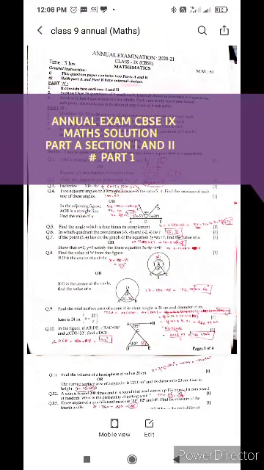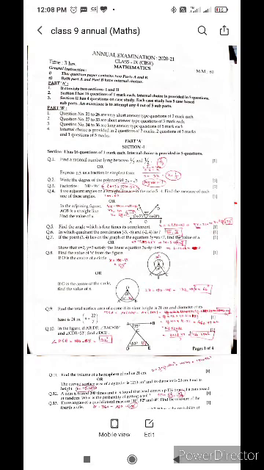Okay, good morning everyone. So today we are going to discuss the solution of the annual examination mathematics paper, last year's mathematics annual examination paper, that is 2020-21. In this question paper, basically it is divided into part A and part B. Part A is having two sections.